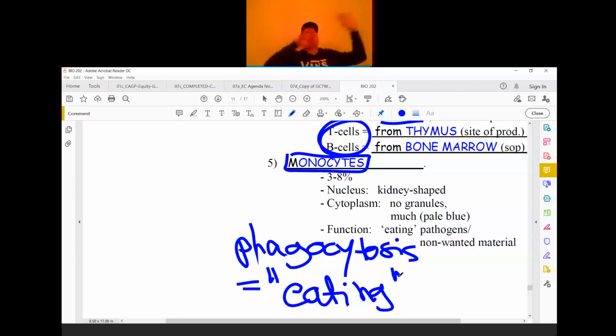So these monocytes travel around in the body. When they find something that shouldn't be there, they just engulf it and eat it. And then they break down whatever is inside them over time and get rid of the broken particles. So that's the way they protect you. So phagocytosis is the name for that process.